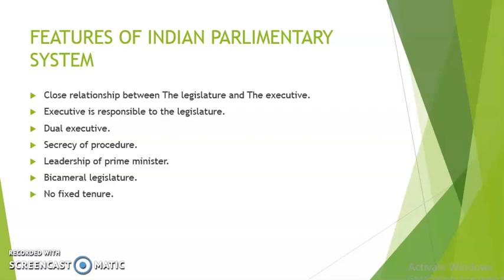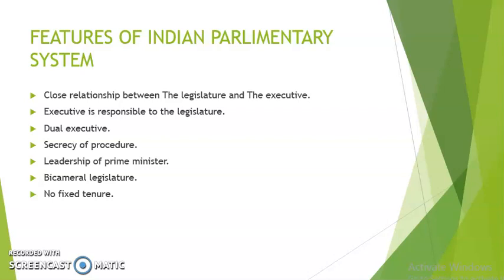Bicameral system, that is of two types, upper house and lower house. The upper house is also known as Rajya Sabha. It consists of 245 members, out of which 233 are elected by the members of the Legislative Assembly and 12 are nominated by the President. The lower house is also called Lok Sabha. It has 553 total members, out of which 530 are elected from the states, 20 from union territories, and 2 by the president.